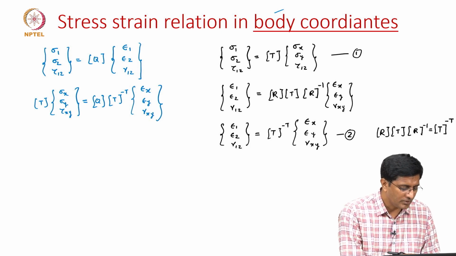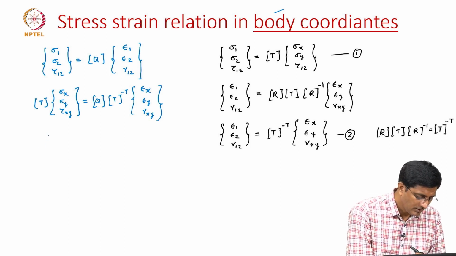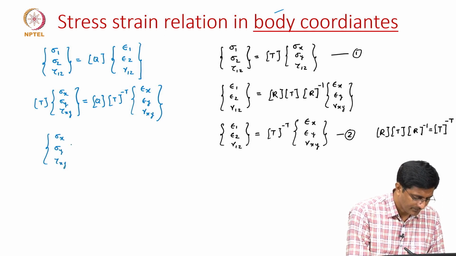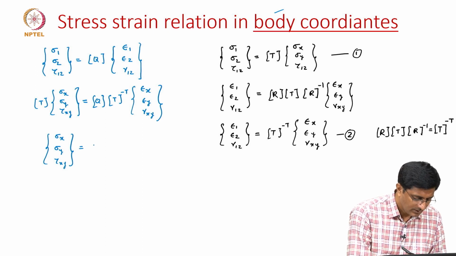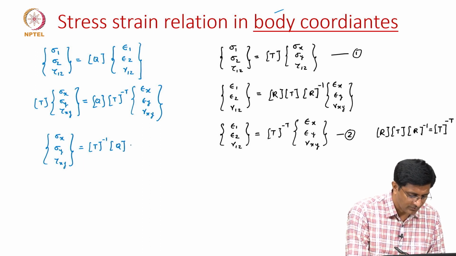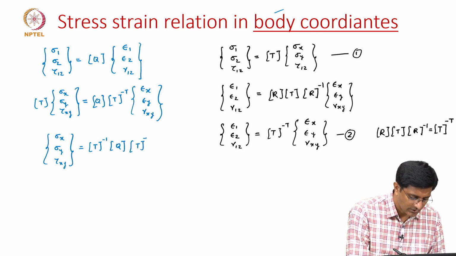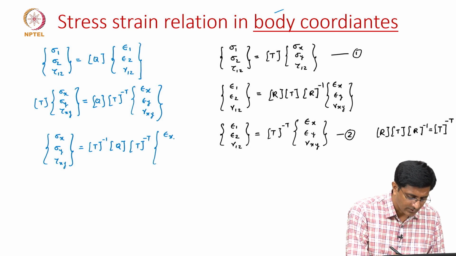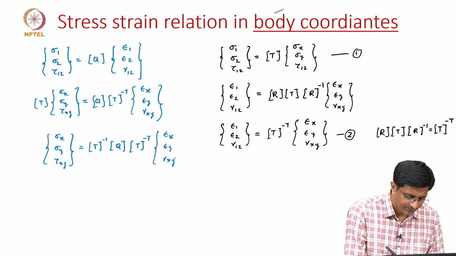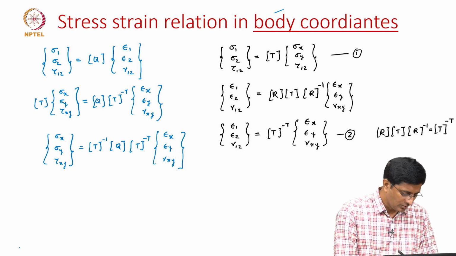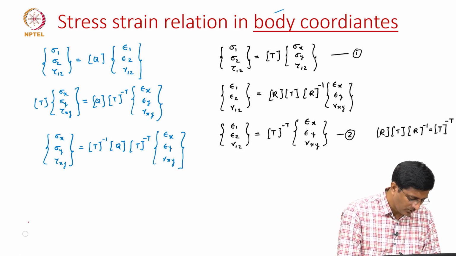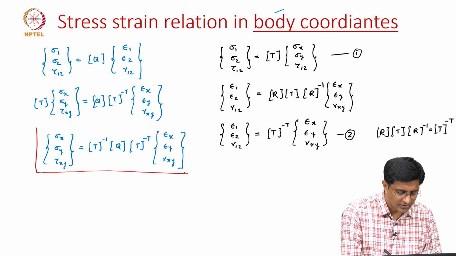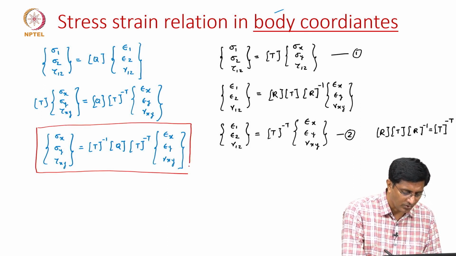If I pre-multiply both sides of the equation with T inverse, then we get the stresses sigma x, sigma y, tau x y as T inverse times Q, which is the stiffness matrix, times T inverse transpose times the strains in the body coordinates. So, this should be the final expression we are looking for. This is an expression which relates the stresses and strains in the body coordinates.